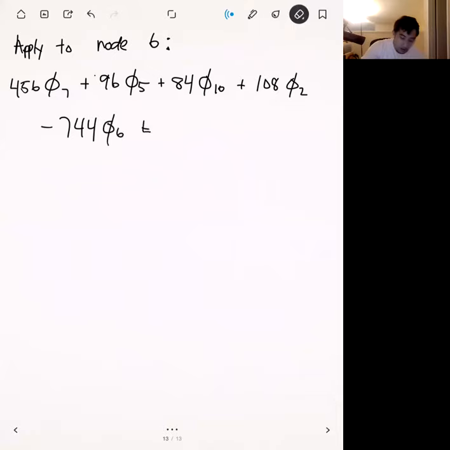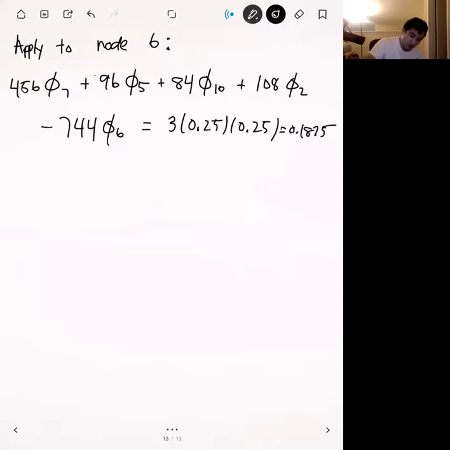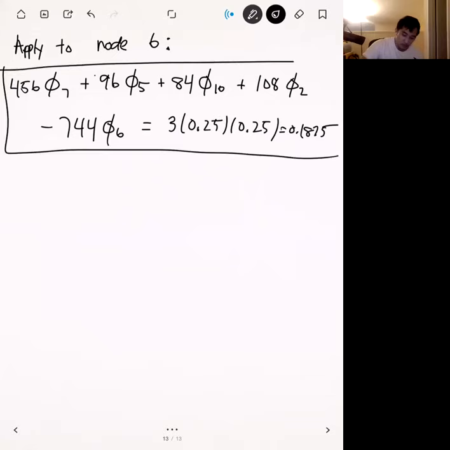Okay. And this is all equal to the source function, which is 3xy, right? And so with the grid spacing of 0.25, this is going to be 3 times 0.25 times 0.25, right? Because that's the physical xy coordinates for node number 6, okay? Right. And so this is 0.1875. Okay. And so that's the equation for node number 6, right?